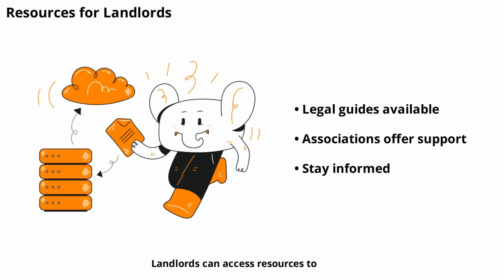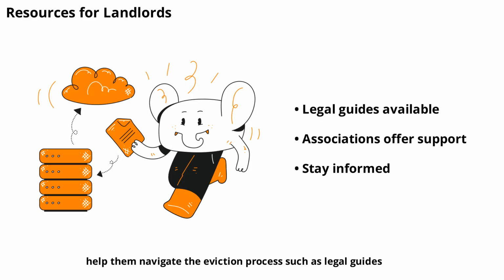Landlords can access resources to help them navigate the eviction process, such as legal guides, landlord associations, and property management services. These resources provide information on local laws, best practices, and support for handling difficult situations. Staying informed helps landlords avoid mistakes and ensures the process is fair and legal.